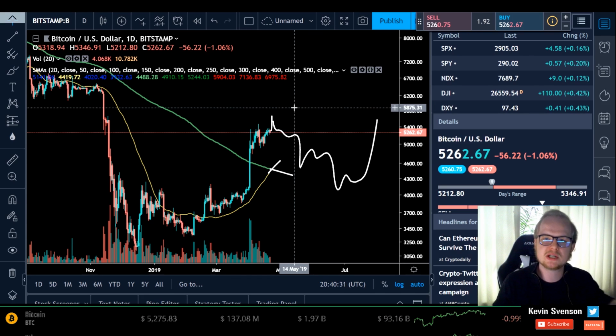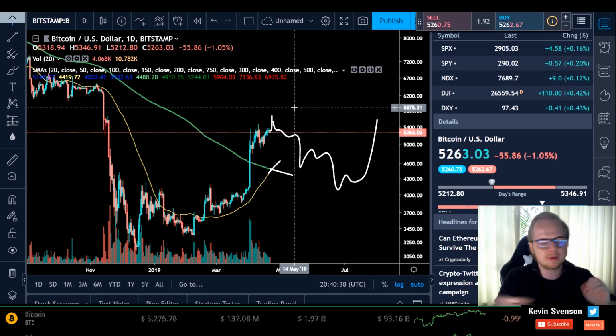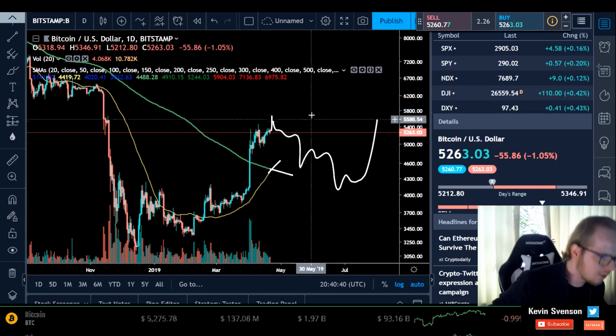In Bitcoin's history, death crosses happen at the bottom, and then you get a pump. Golden crosses happen at the peak of the price action, and then you get a dump in Bitcoin's history, right? So keep that in mind.